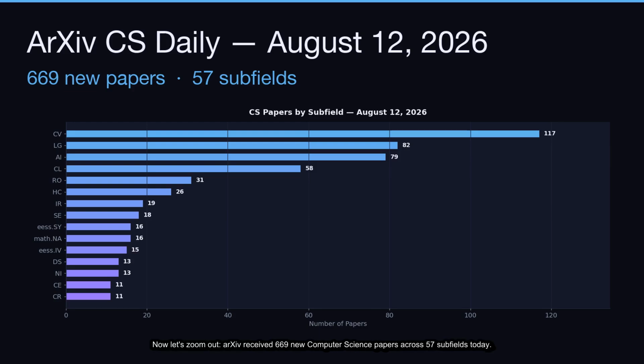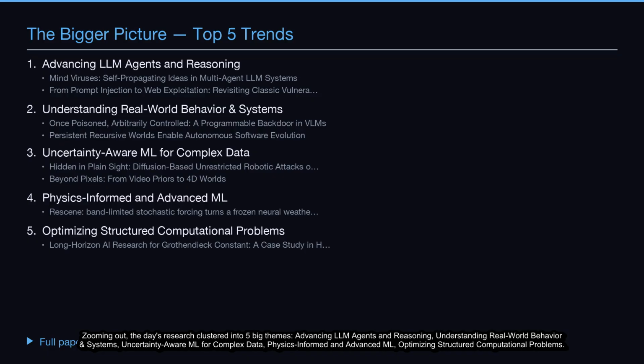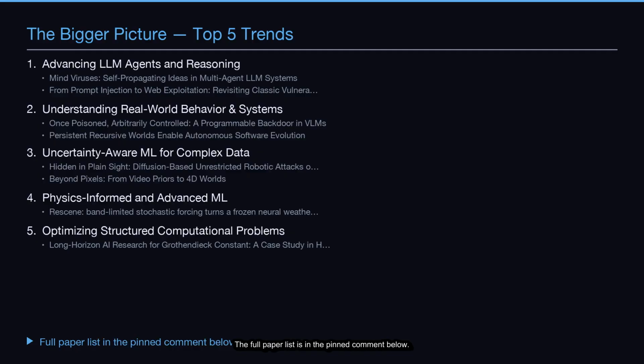Now, let's zoom out. ArXiv received 669 new computer science papers across 57 subfields today. Here are the trending areas shaping the field. Zooming out, the day's research clustered into 5 big themes: advancing LLM agents and reasoning, understanding real-world behavior and systems, uncertainty-aware ML for complex data, physics-informed and advanced ML, optimizing structured computational problems. The full paper list is in the pinned comment below.